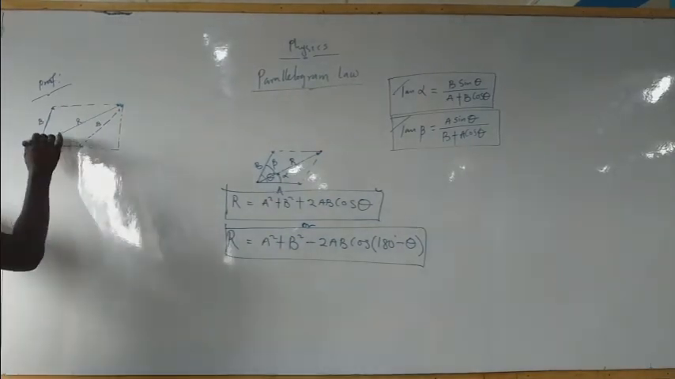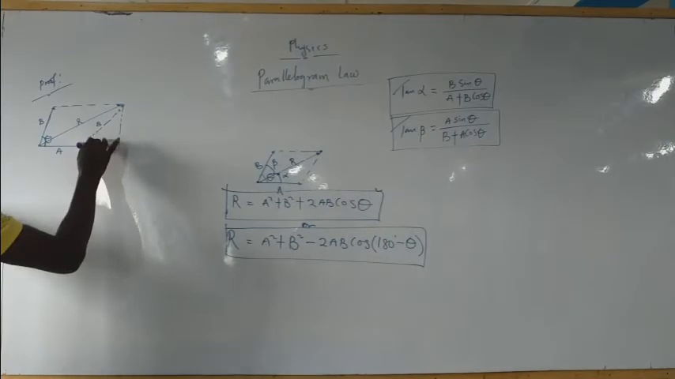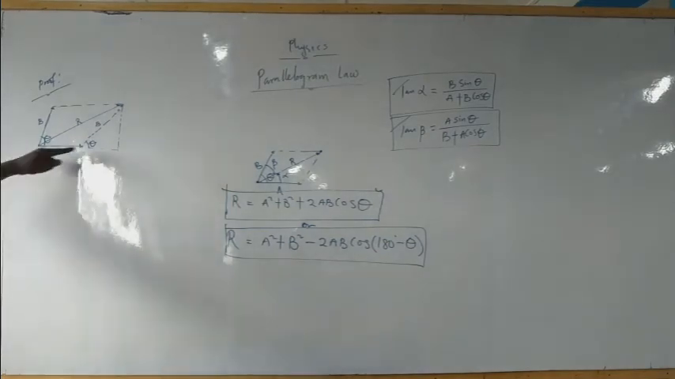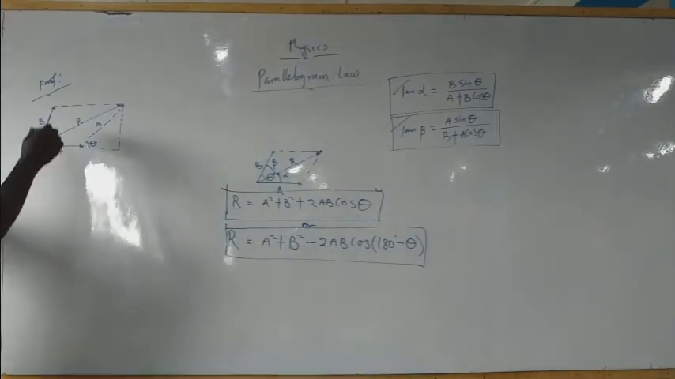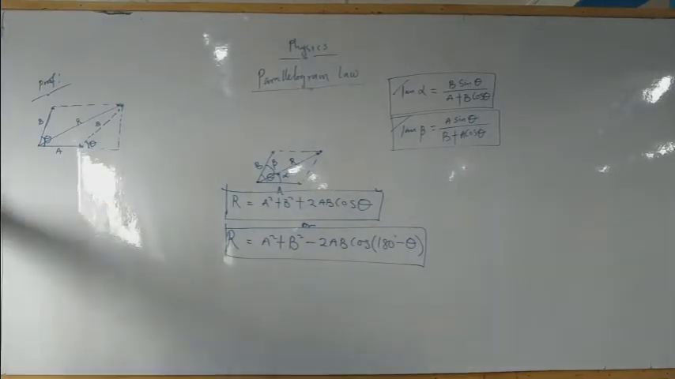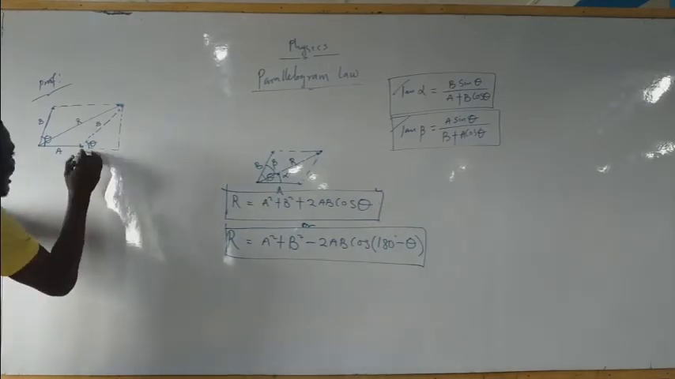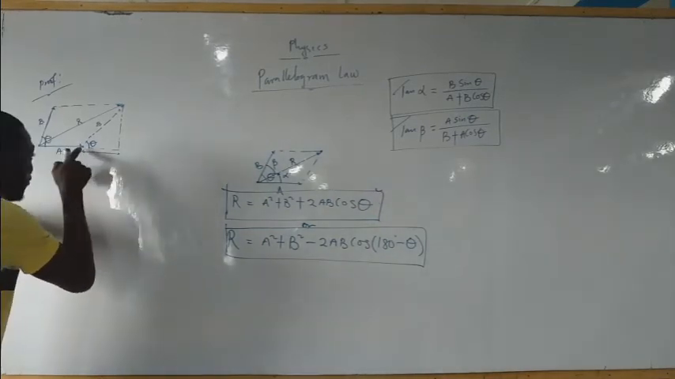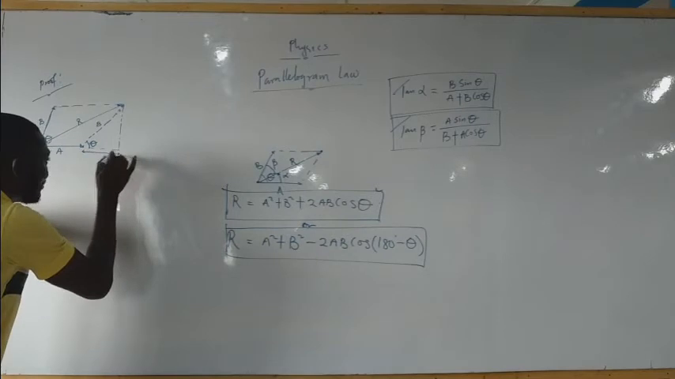If this is theta, what would this be? This will also be theta. This is equal to this. Don't forget that from here to here is A. Then what will be the value of this, that is from here to here, from this point to this end? What will be the value?